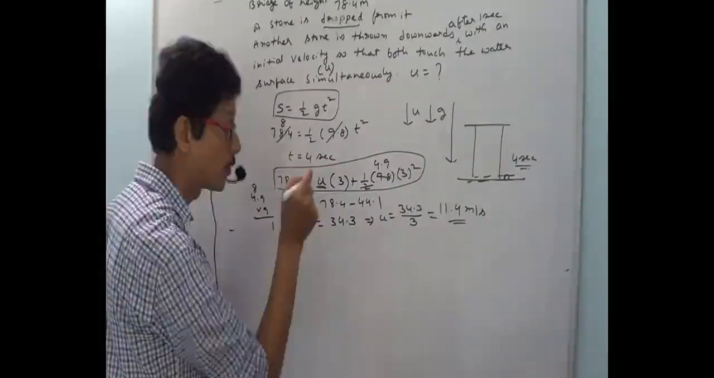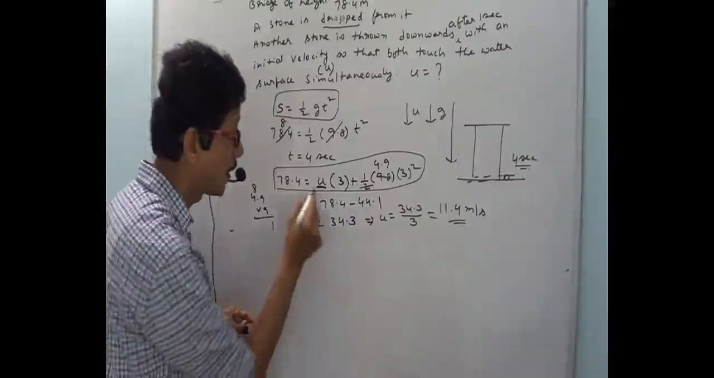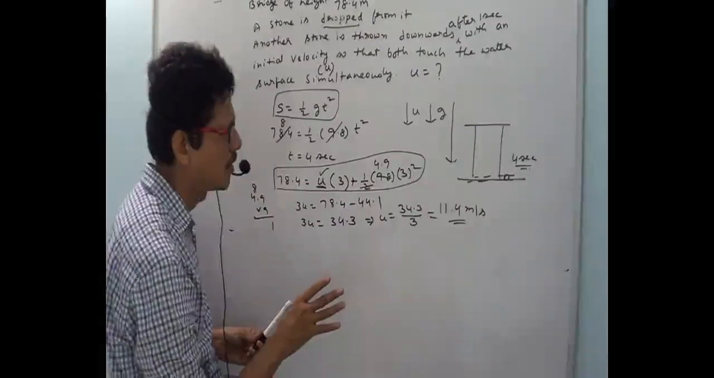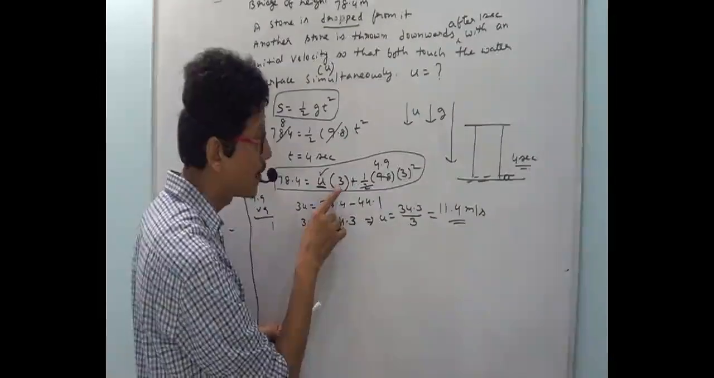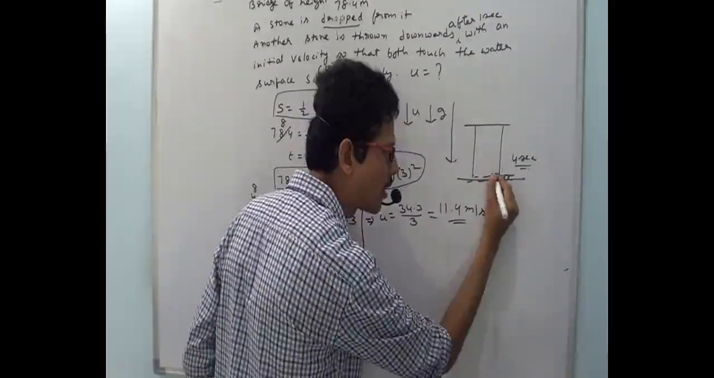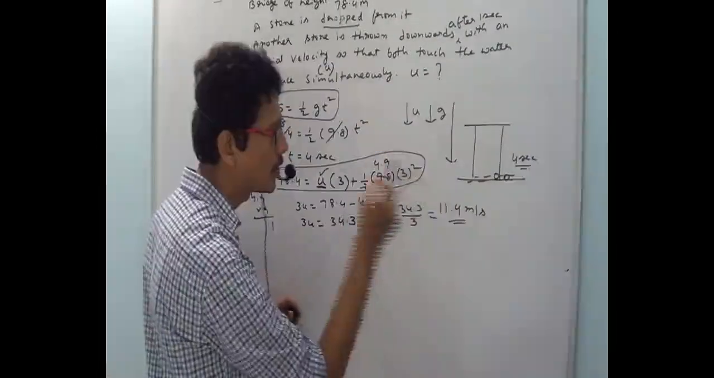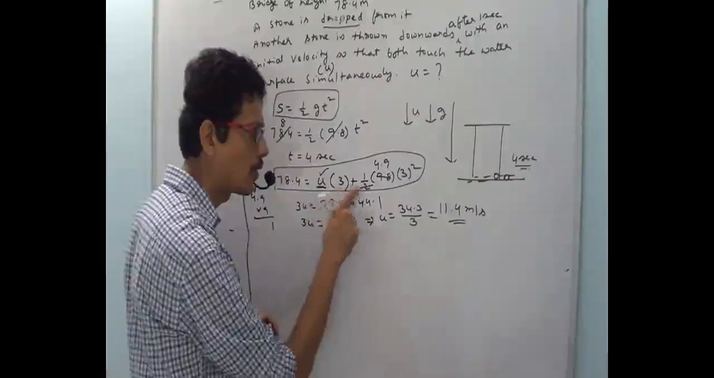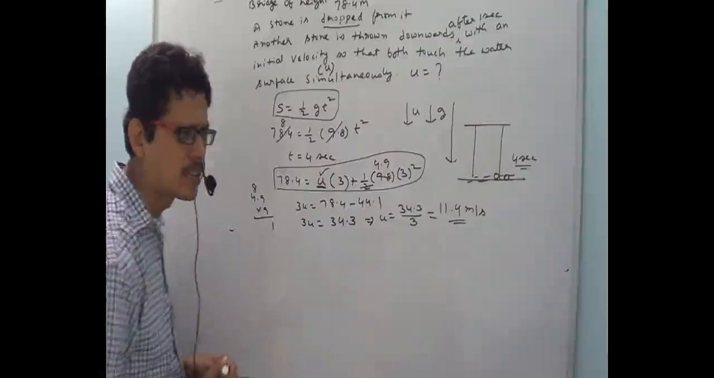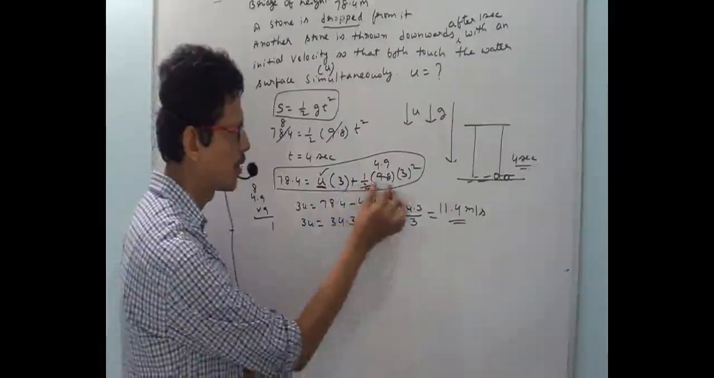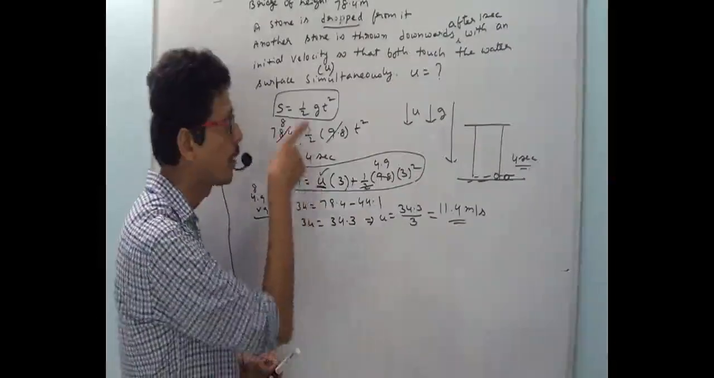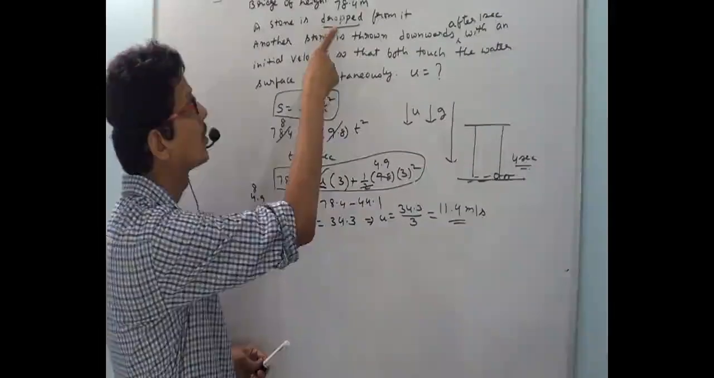The second stone is thrown downwards. It has some initial velocity, so that both touch the water simultaneously. 1 second later, so how much time should the second stone take? The second stone also should come and touch along with the first stone, so it should take only 3 seconds. Again, what is the formula I am using? S is equal to ut plus half g t square. Because I have thrown downwards, here I should not take u as 0. For the first stone I took u as 0 because it is dropped.